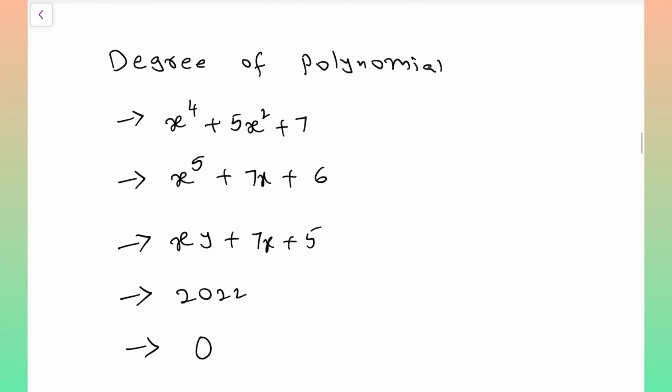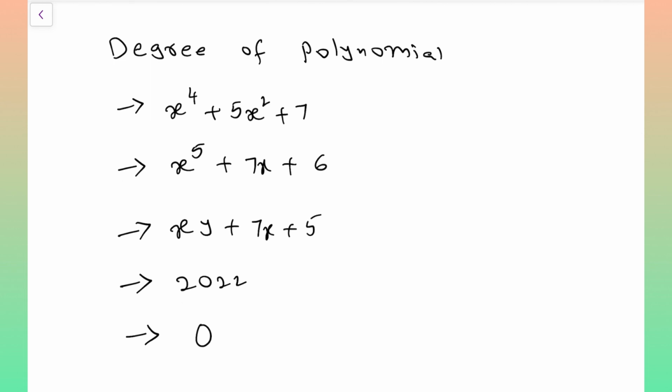Next one, finding degree of the polynomial. It's very easy. First, in the given polynomial, check all the powers of the variables. For x, power is 4. For x, power is 2.